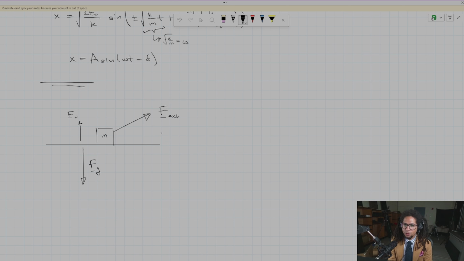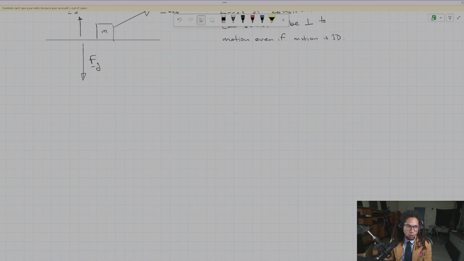So forces of constraint can sometimes be perpendicular to the motion, even if motion is 1D. But in this case, we are kind of still dealing with a 1D problem because the force of constraint is simply adjusting itself based on the other forces. And that's always going to leave the motion one-dimensional.